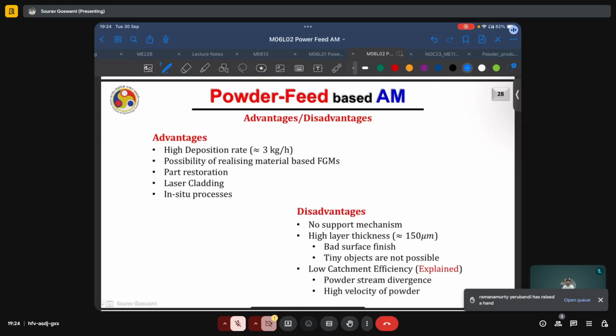Then, of course, there is the issue of the low catchment efficiency, where because of the high velocity of the powder as it exits the feeding tubes and the divergence of the powder stream, the amount or the mass of powder which actually goes in to build the deposited bead is only a fraction of the amount or mass of powder which we gave to the system for this purpose.